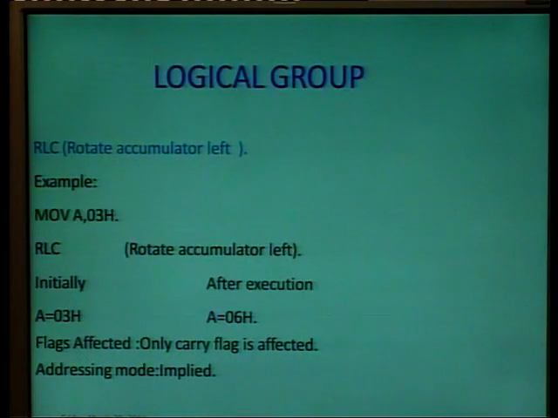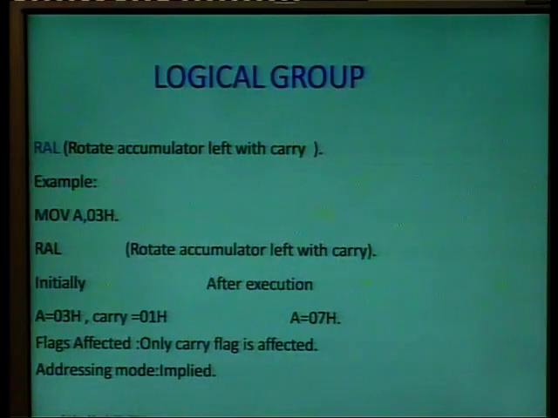RLC, this rotates the 8-bit number of the accumulator to the left without carry. When we execute RLC, all the 8 bits of the accumulator are shifted 1 bit position to the left side, means the 8th bit of the accumulator will take the position of the 0th bit, and the 7th bit of the accumulator will take the position of the 8th bit. So, all the 8 bits will be shifted to the left 1 bit at a time.